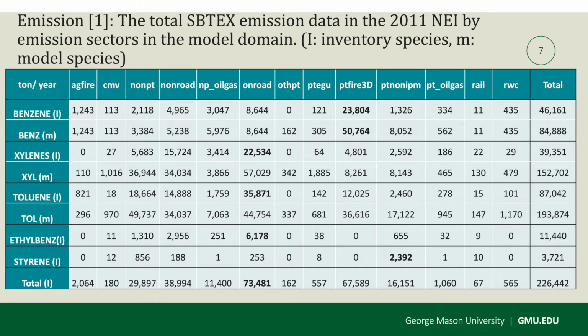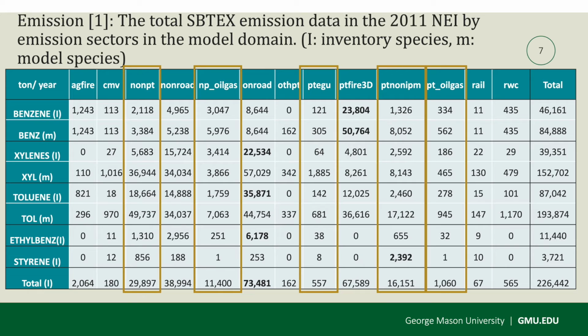Let's take a look at emission part 1. This table shows the total SBTEX emission data in the 2011 NEI by different emission sector in columns and different species in rows. In the species part, there are I and M at the end, which mean the inventory species and the model species. Following this table, we find that the largest contribution of SBTEX emissions happens in the on-road sector, and the second largest is PT Fire 3D. When we compare the benzene inventory species and the Benz model species, we find that some sectors are the same, which means there is no problem, but some sectors may have missing HAPs data.